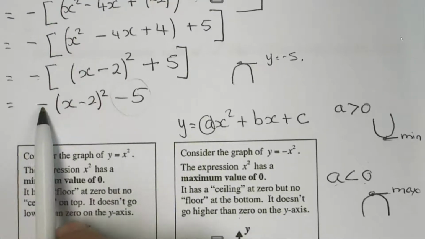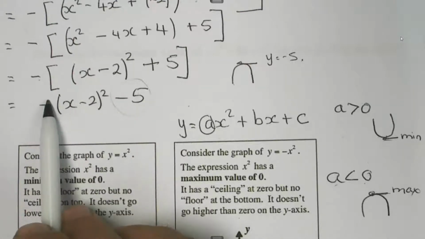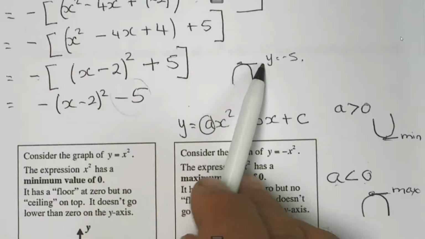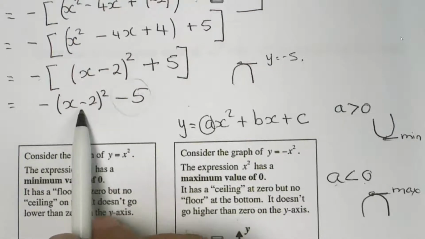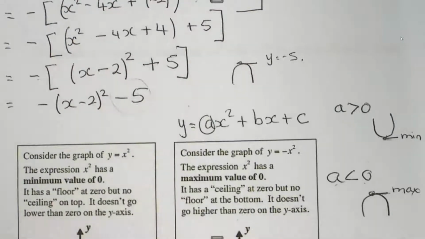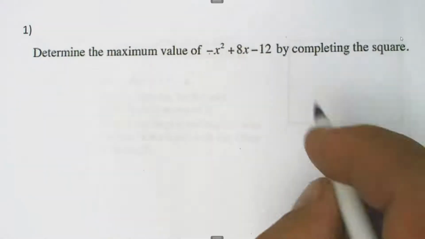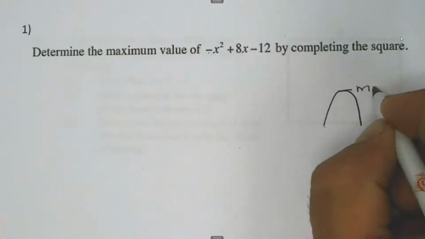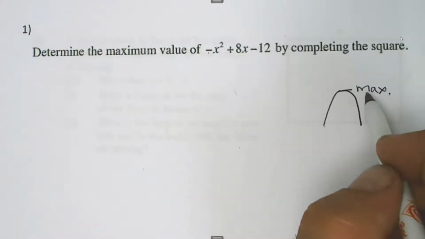if you've got the expression -(x - 2)² - 5, this a value here is negative, which means the arms are down. So it's a maximum, and the maximum value will be this value that's outside the square bracket. So let's apply that to this. Because the a value is negative, the arms of the parabola are down, so it has a maximum value. So by completing the square, we will be able to read off the maximum value.